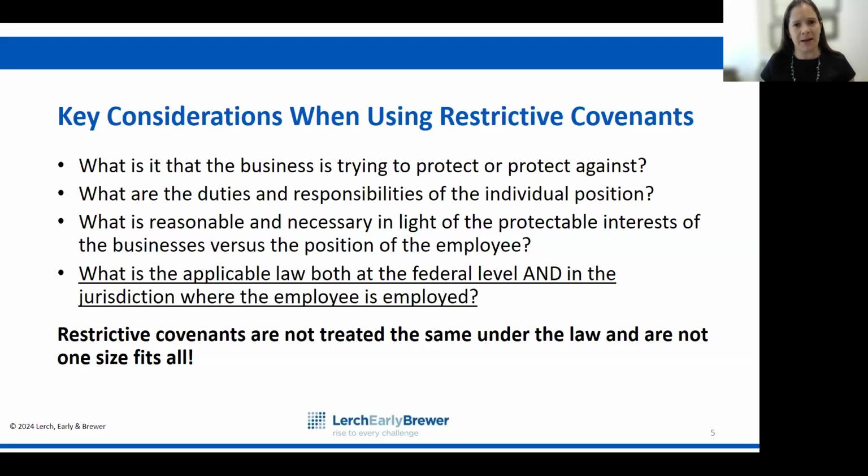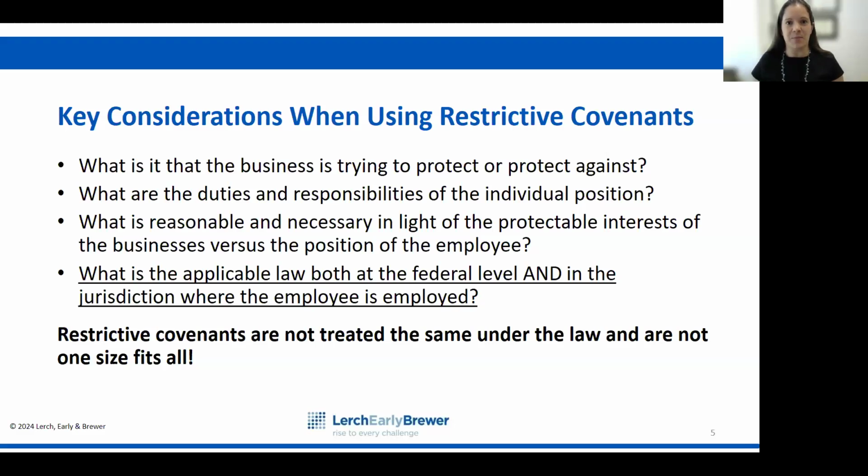And then combine that to think about what's reasonable and necessary. Do we need to tell someone working as a junior level person that they can't go work anywhere in the District of Columbia doing the same thing they're doing for us? Probably not. That's not really necessary to protect our interests, but maybe we do want to restrict them from using some of our information or from working with certain clients.